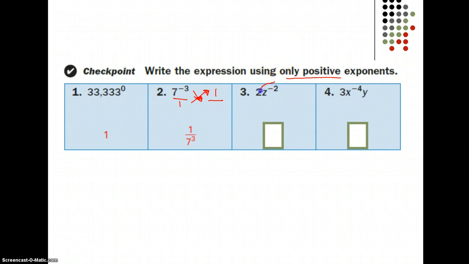For number 3, the negative 2 is only with the z, so the 2 stays in the numerator. This is what brings down to the denominator. 2 over z squared. For number 4, the x to the negative fourth is the only negative. So you keep 3y, and think of it as starting as a fraction. You keep 3y in the numerator, and you bring down the x to the negative fourth and make it a positive exponent. So 3y over x to the fourth power.